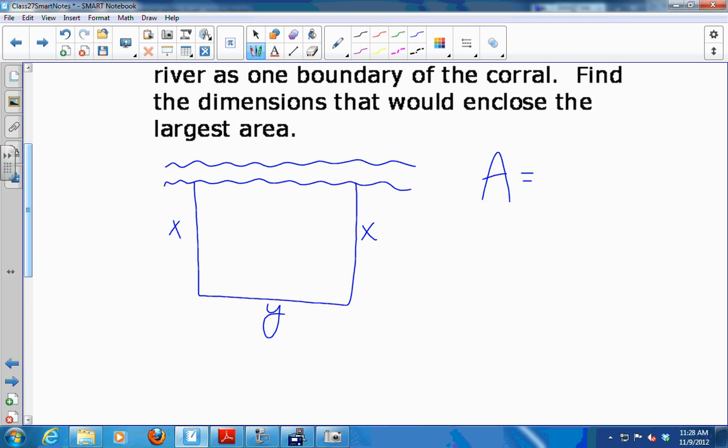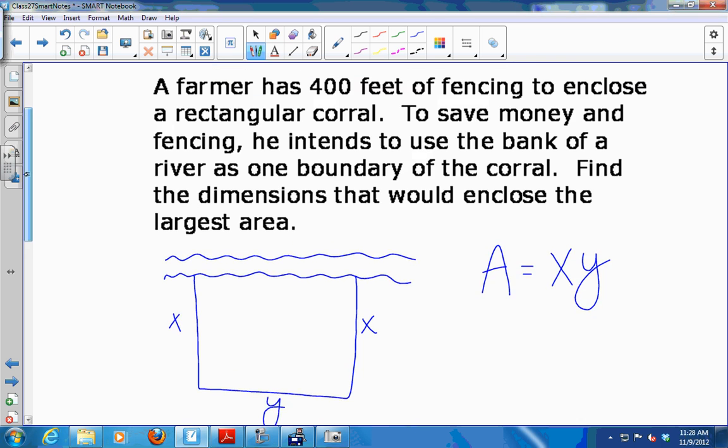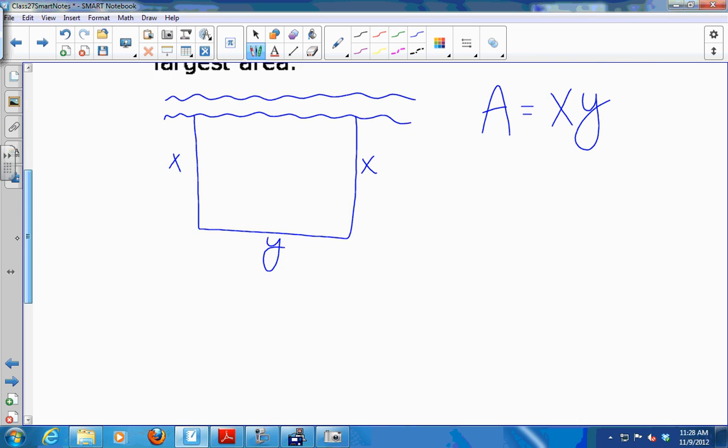Say it again. XY. Great, thanks. Area is length times width, x times y. And how much fencing? He had 400 feet? 400 meters? Nope, feet. 400 feet of fencing.